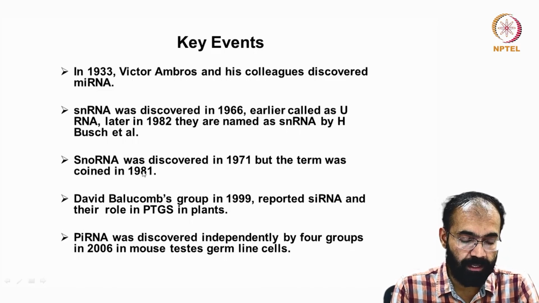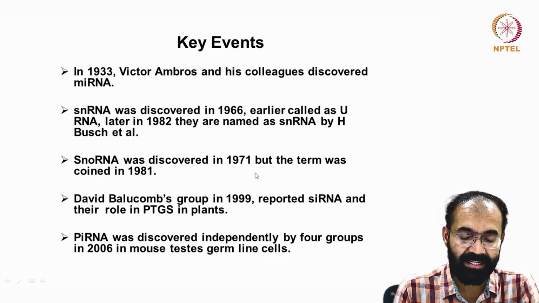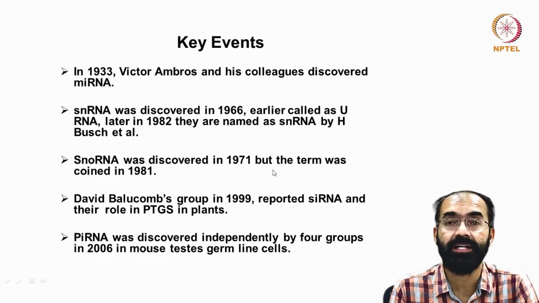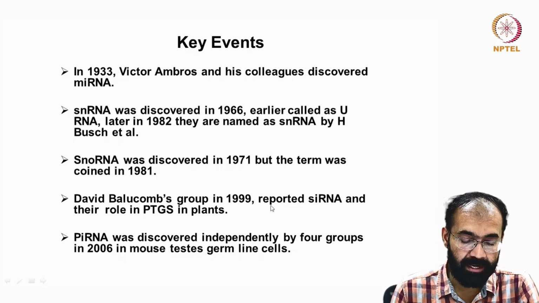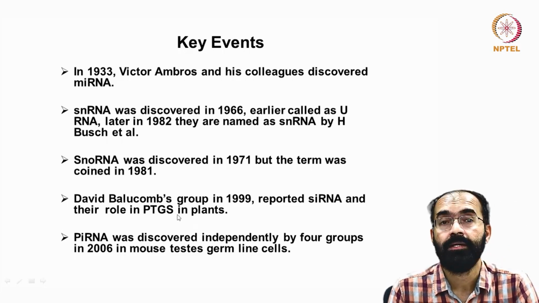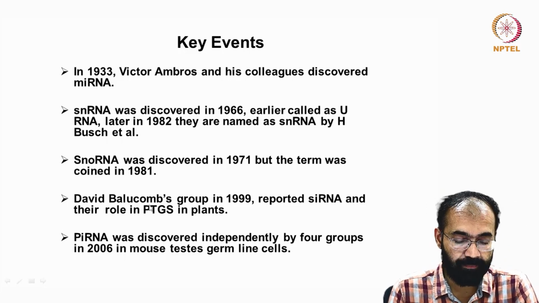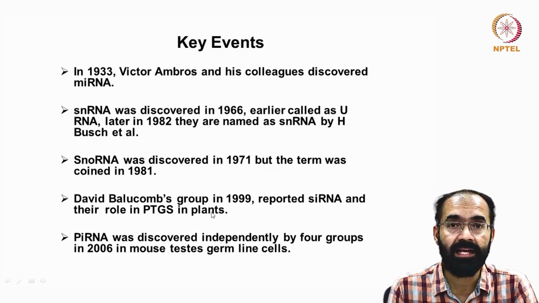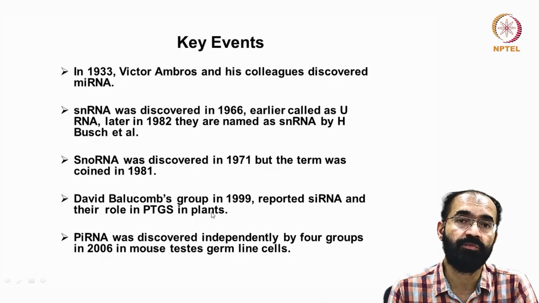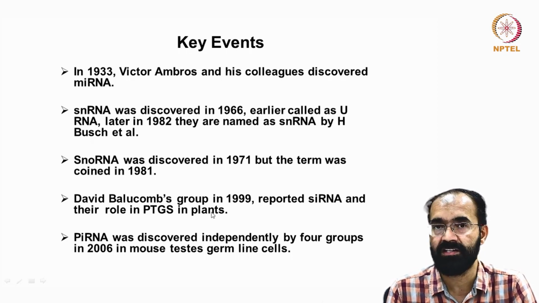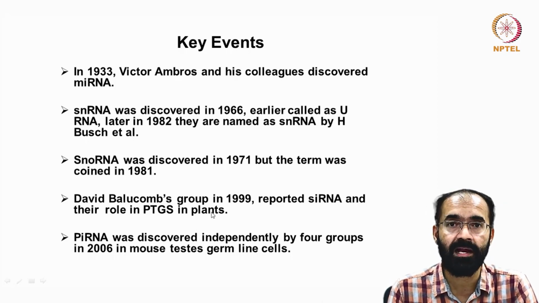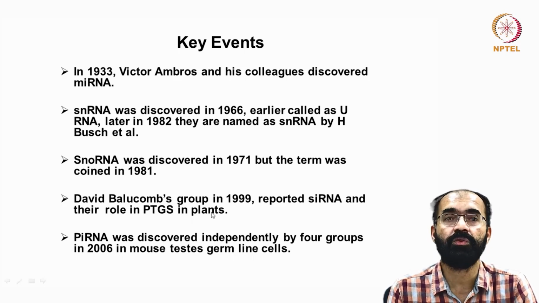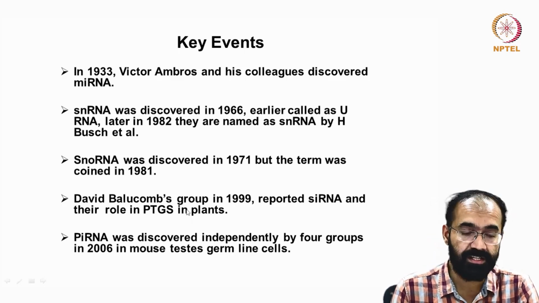So, snoRNA or small nucleolar RNA was discovered in 1971, but the term was coined in 1981 only. And David Baulcombe's group in 1999 reported siRNA and their role in post-transcriptional gene silencing in plants. That means genes can be silenced even after the transcription of an RNA. Normally, when you say gene expression, production of an mRNA from the gene and then it undergoes translation. But post-transcriptional gene silencing means a gene is transcribed from the DNA, but it is not allowed to express into protein. So that is PTGS.